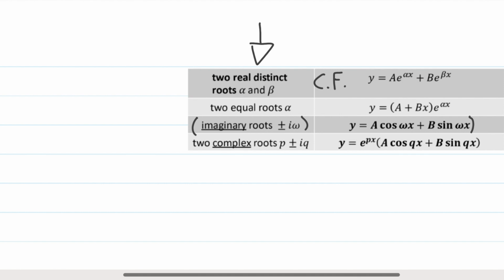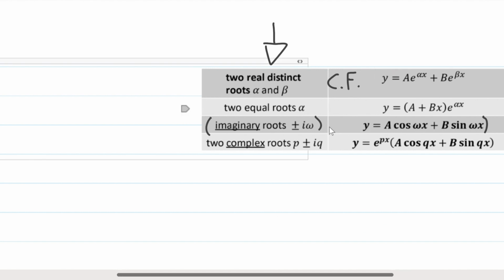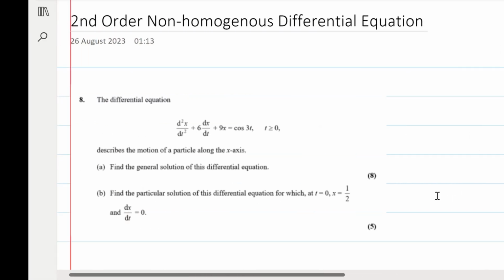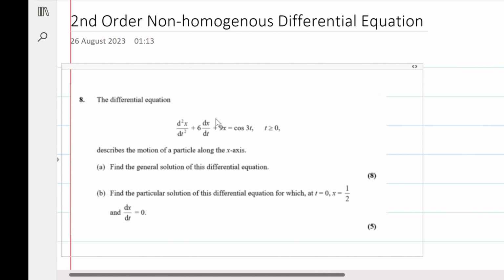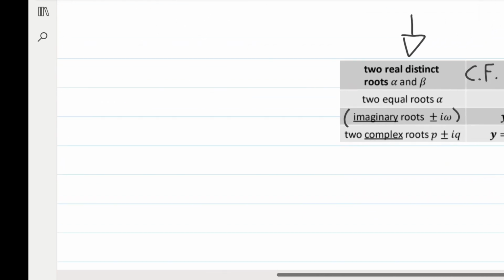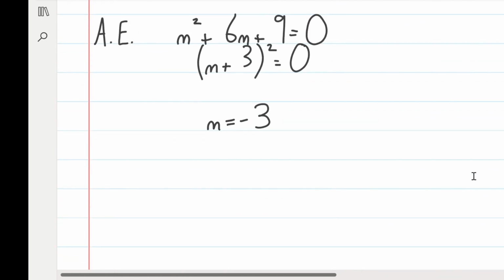So first tip, always make sure when you form your complementary function, you should always have big A and big B, and you should just choose the right format, which you should learn. So here in this format, because we have 2 equal roots alpha, we have (A + Bx), but here obviously we're going to have t because we have an equation of x in terms of t, and then we're going to have it equal, close bracket, e to the power of minus 3t.